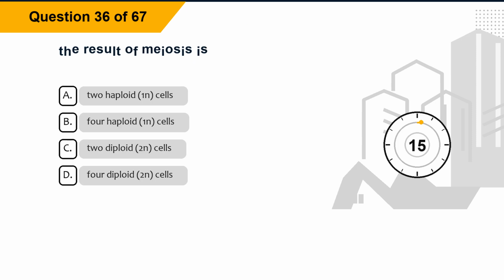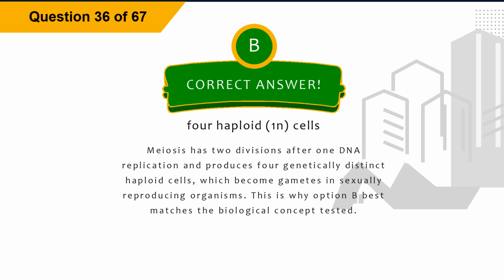Question 36. The result of meiosis is: option A, 2 haploid, 1N, cells. Option B, 4 haploid, 1N, cells. Option C, 2 diploid, 2N, cells. Option D, 4 diploid, 2N, cells. The correct answer is option B, 4 haploid, 1N, cells. Explanation. Meiosis has 2 divisions after 1 DNA replication and produces 4 genetically distinct haploid cells, which become gametes in sexually reproducing organisms. This is why option B best matches the biological concept tested.